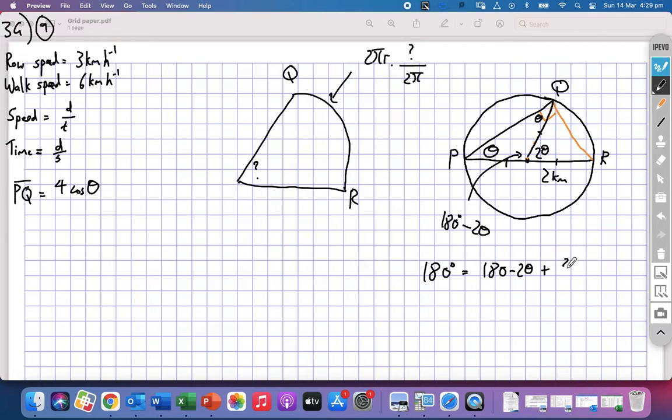So I'll just write mystery angle, question mark, minus 180 from both sides, and you'll get 0 equals minus 2 theta plus, and can you see it yet? Let's add 2 theta to both sides. So there's your angle, 2 theta. Right.